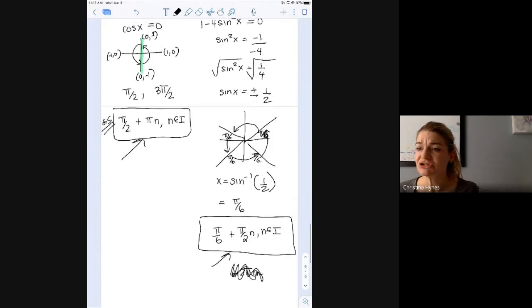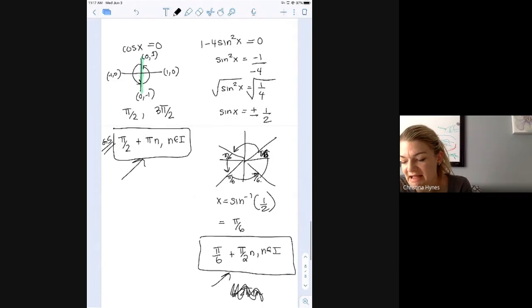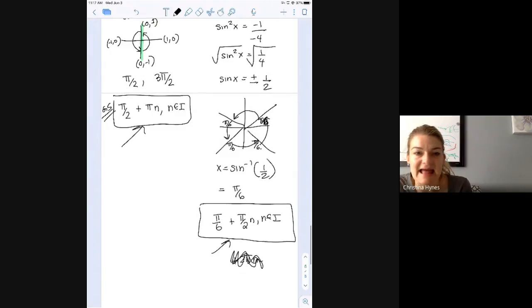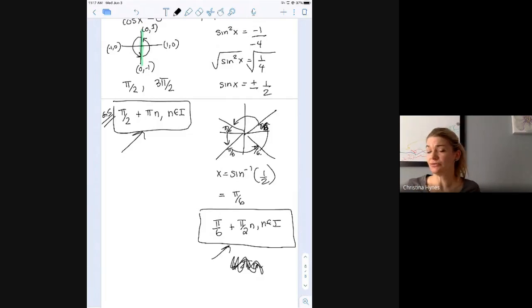Okay, so that is question number 4. And as you can see, there's a lot of answers here, right? There are 2 factors, and we had to find the general solution for both. And that takes care of any solution that's possible. So that's it for your trig. If you get this done, then trig is over.